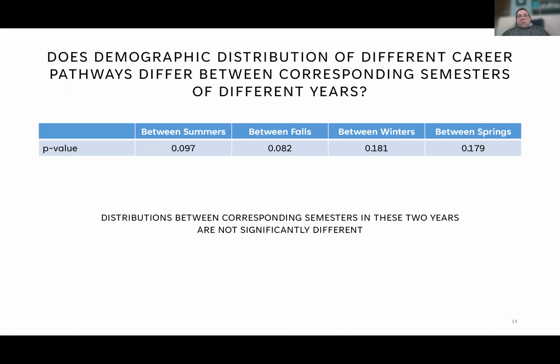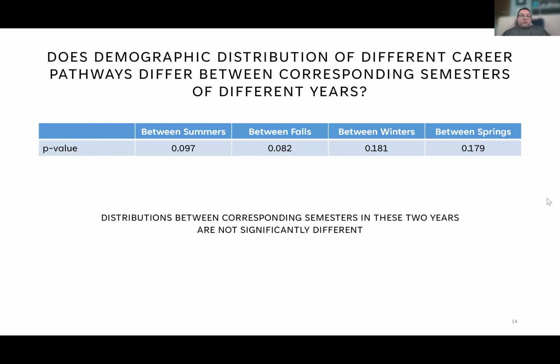And the second question I wanted to ask is, does the demographic distribution of different pathways differ between corresponding semesters of different years? So for example, from fall to fall, summer to summer, winter to winter. And as you can see here, from these p-values, which are all above 0.05, the distribution between corresponding semesters in these two years is not significantly different.